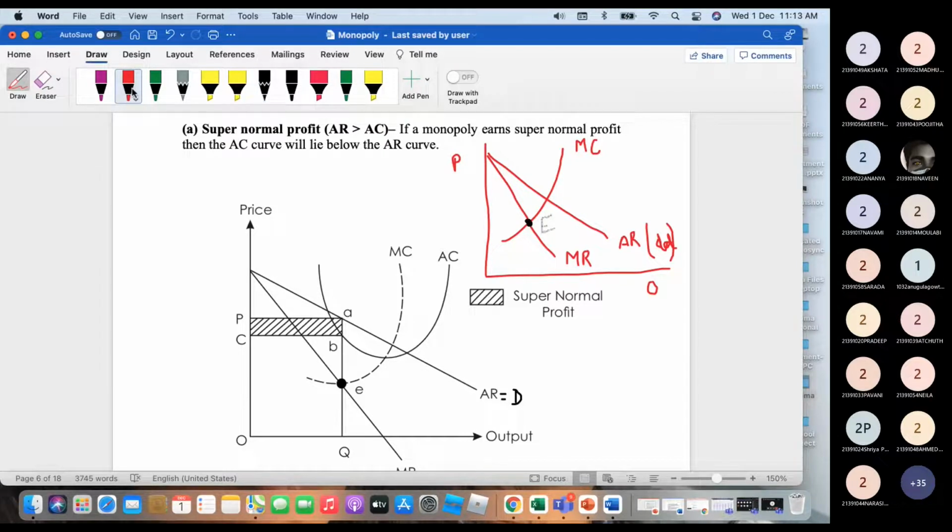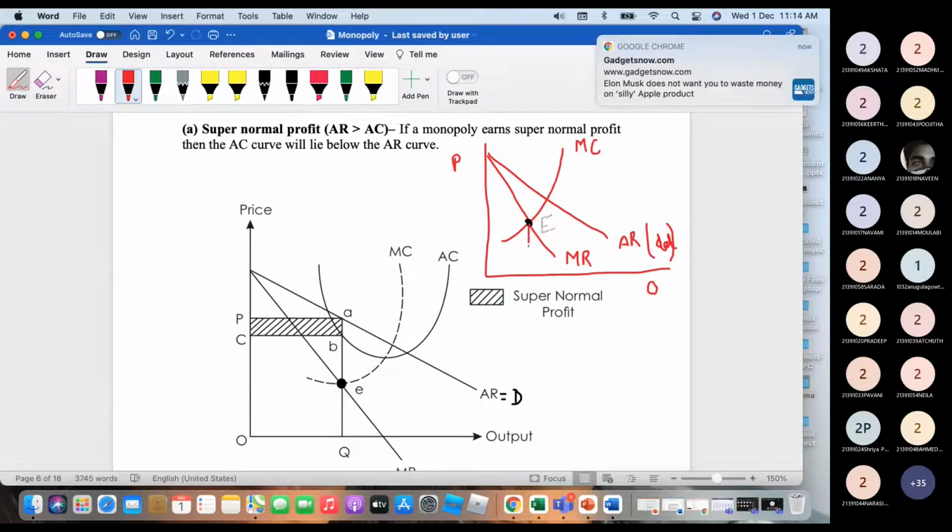All of you have drawn the equilibrium point. Yes, ma'am. So you have drawn the AR curve and the MR curve. The third is the MC curve, and when you draw the MC curve, your MC and MR are equal to each other. Now students, from the equilibrium point, you will take the line towards the output axis.